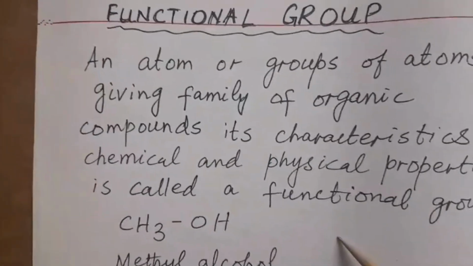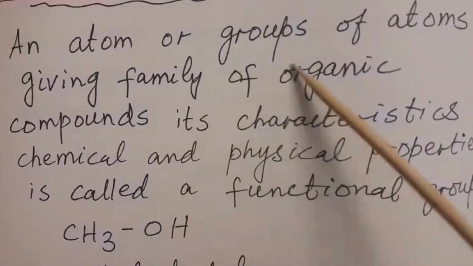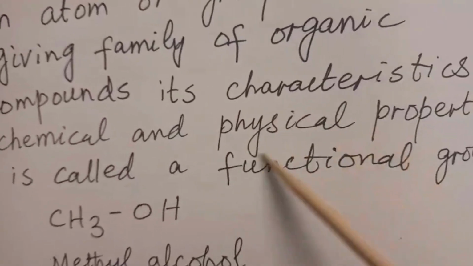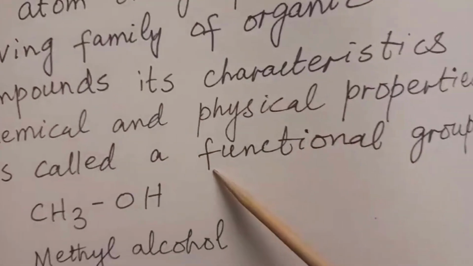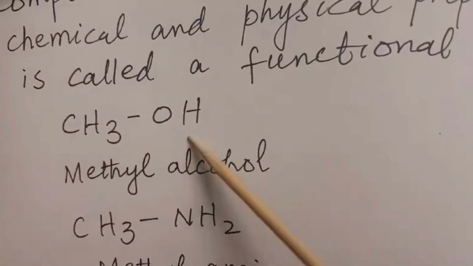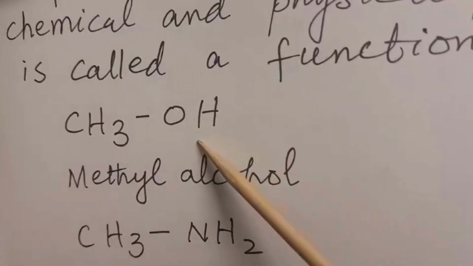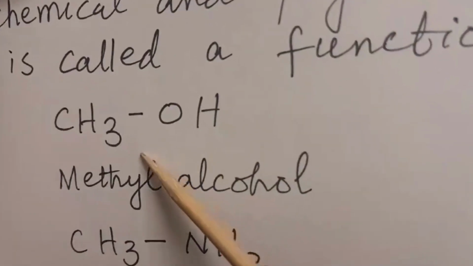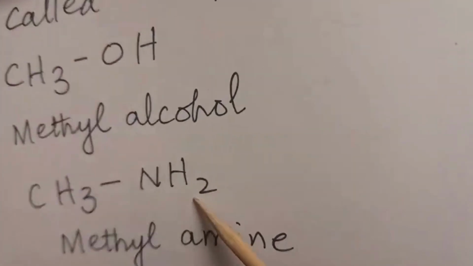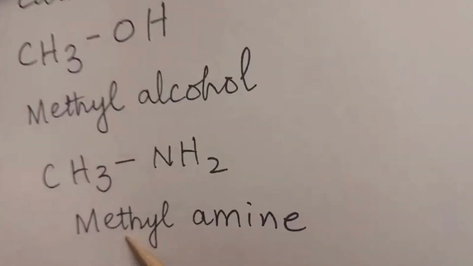Then we have another term related to organic compounds, that is functional group. Functional group is an atom or group of atoms giving a family of organic compounds its characteristic chemical and physical properties. So we have this functional group here with this organic compound. This is the OH functional group. This is called alcohol, and the name of this organic compound is methyl alcohol. We have another functional group. This is the amine functional group, and the name of this organic compound is methyl amine.